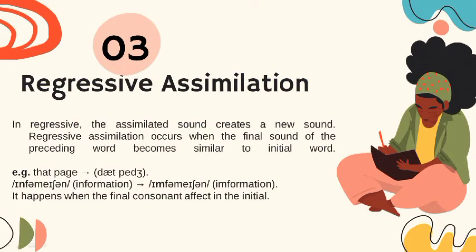Regressive assimilation. In regressive, the assimilated sound creates a new sound. Regressive assimilation occurs when the final sound of the preceding word becomes similar to the initial sound of the following word. This refers to when a sound is influenced by the sound that comes after it. For example, did pay, did bake.